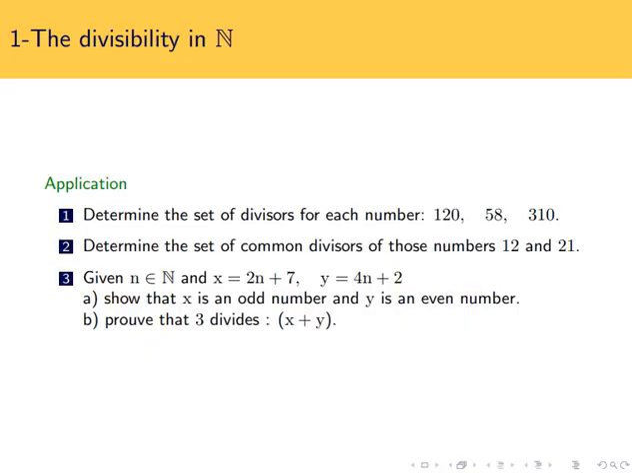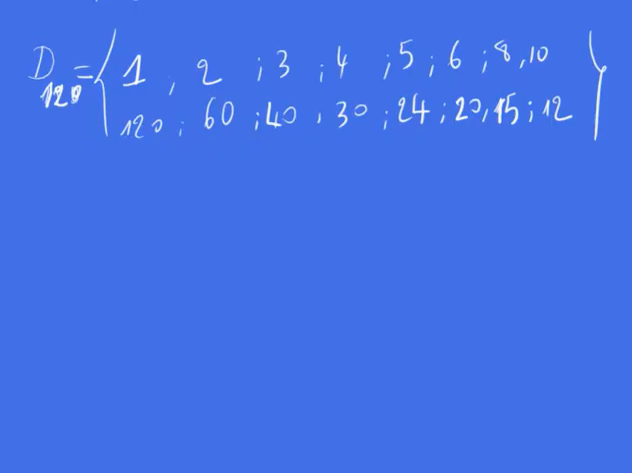We can do the same thing with the second number, 58, the set of divisors of 58. We start with 1, the quotient is 58. If we divide by 2, the quotient is 29. And 29 doesn't have any divisor, so the set is closed there.